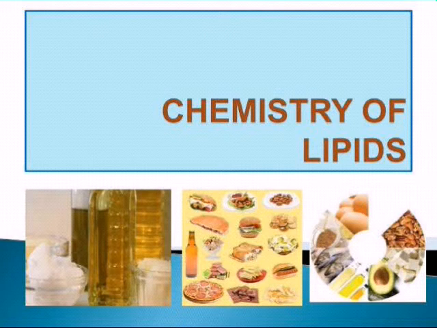Its molecular formula is C27H45OH. Its structural formula is shown. It possesses the cyclopentanoperhydrophenanthrene nucleus. Properties of cholesterol.